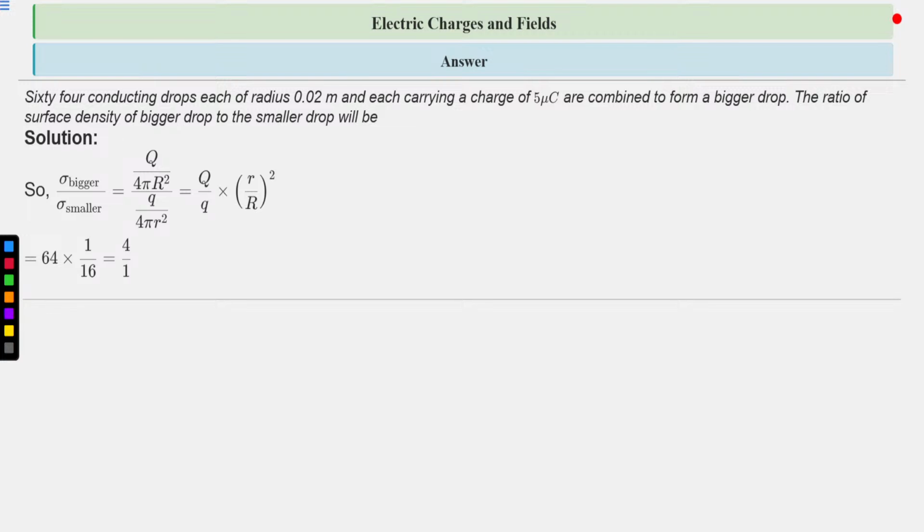Now Q by q, what is the ratio? We have found Q by q earlier, 64, and the ratio of small r to capital R is 1 by 4, and the square of this is 1 by 16. So we will get the final ratio of surface charge densities as 4:1. I hope you understood. Let's move on to the next question.